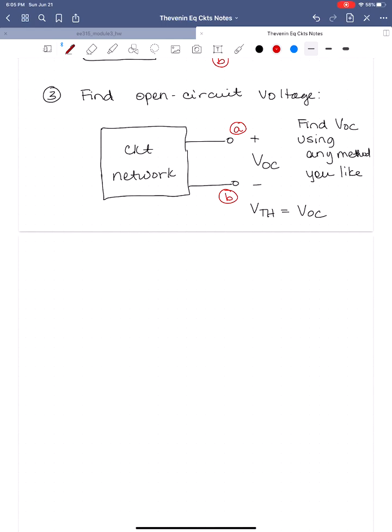Okay, so step 4. We're going to find our Thévenin. So in step 3, we found the Thévenin equivalent voltage source by finding the open circuit voltage. In step 4, we're going to find the Thévenin equivalent resistance. And there's 2 methods, okay? There's method A, which is the quick method. And there's method B, which is the long method.